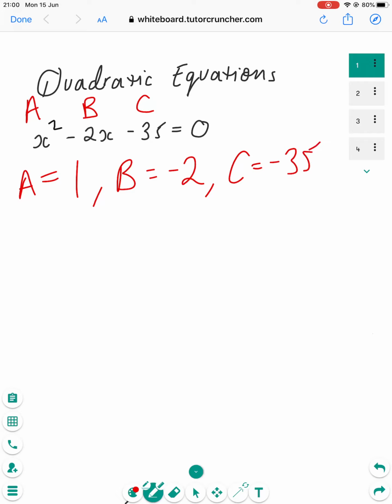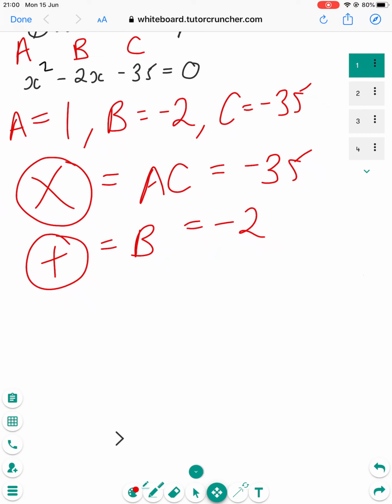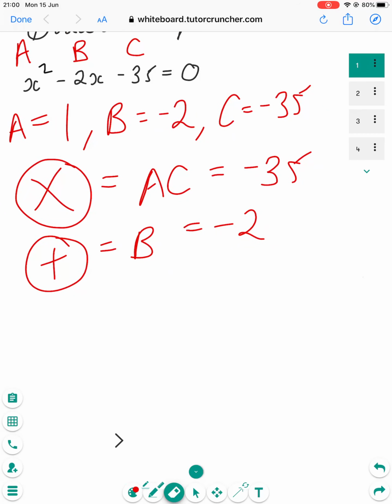After you've labelled, you want to search for two numbers. You're looking for a pair of numbers that multiply to equal AC. In this case, that is 1 times minus 35, which is minus 35. And those same numbers have to add up to B, which in this case is minus 2.